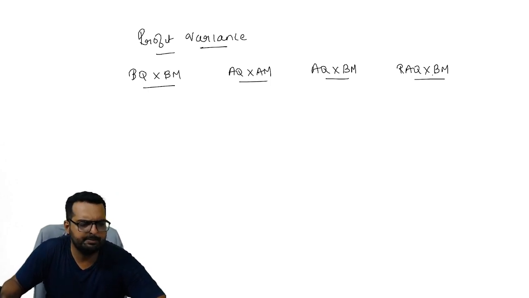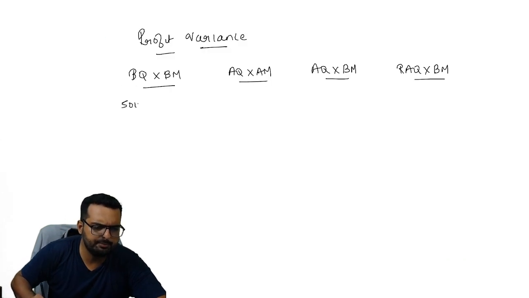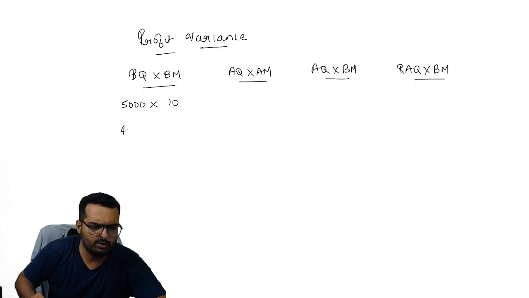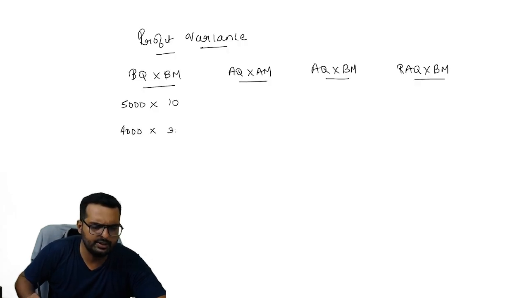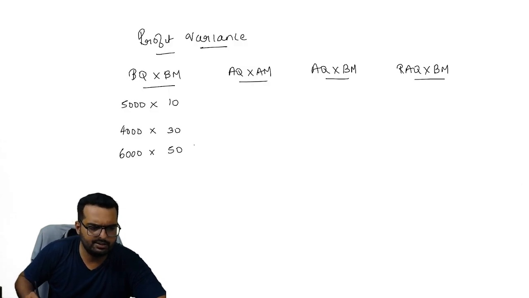What do you mean by BM? Budgeted margin. So for example, in the first case, it will be 5000 into 100 minus 90, which will be what? 10. Second one would be what? 4000 into 200 minus 170 would be 30. Third one would be 6000 into 180 minus 130, that is 50.